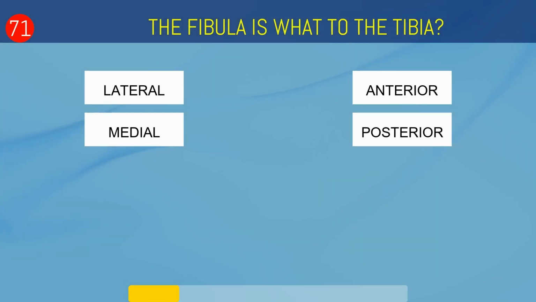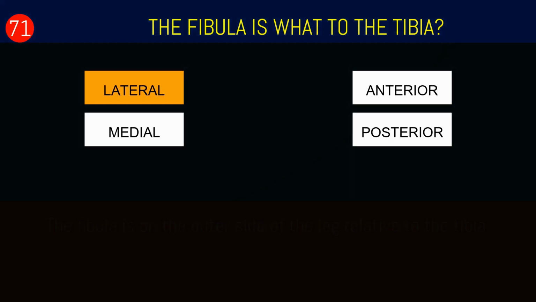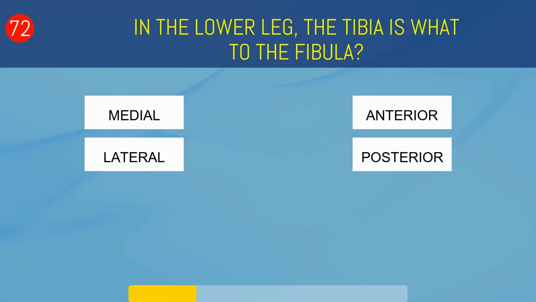The fibula is what to the tibia? Lateral, medial, anterior, or posterior. Lateral. The fibula is on the outer side of the leg relative to the tibia. In the lower leg, the tibia is what to the fibula? Medial, lateral, anterior, or posterior.